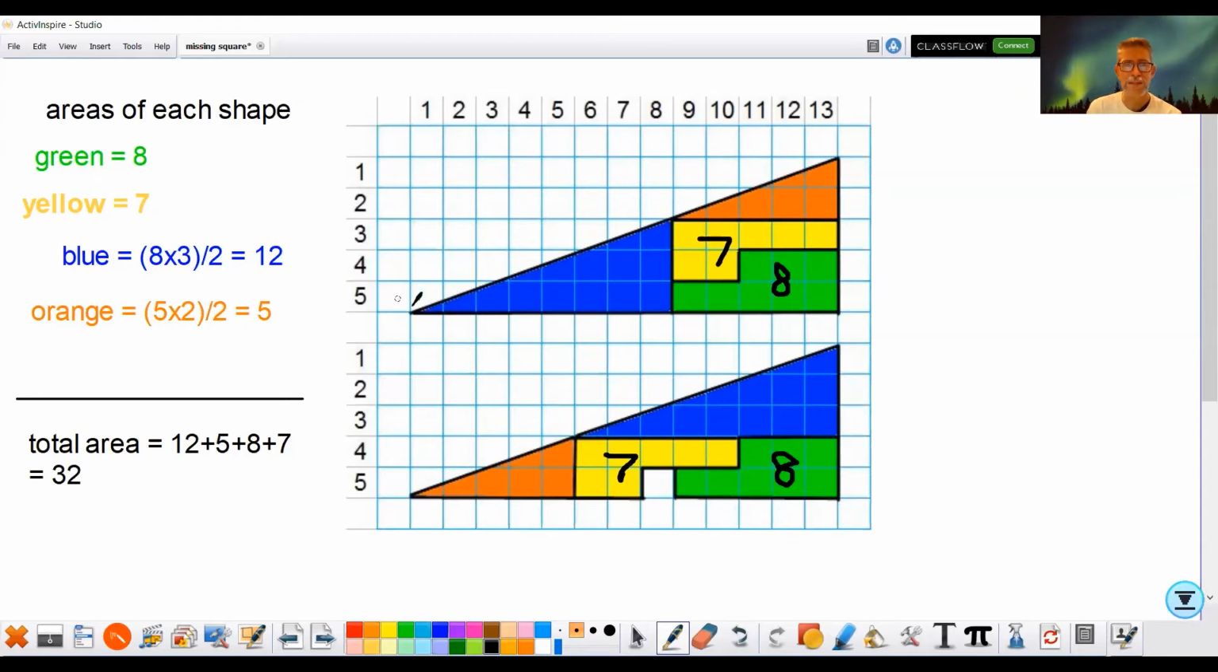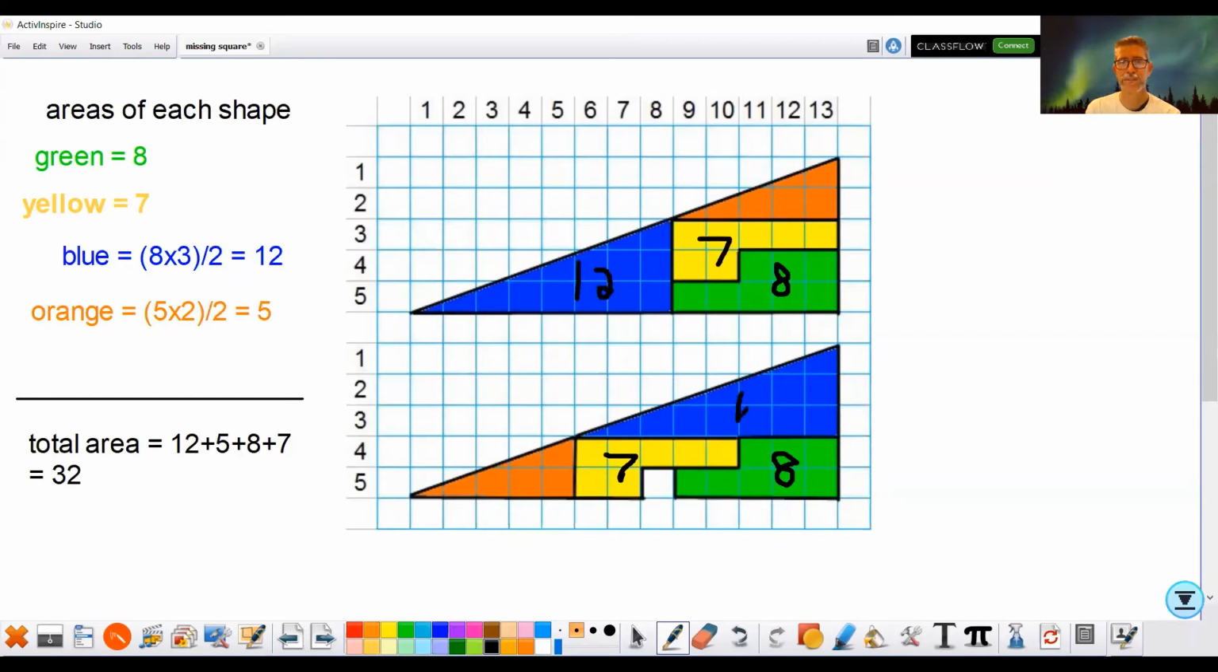Now I see all these little pieces, but I thought, well, wait a minute, it's just a triangle. How do I do the area of a triangle? I could do the base, which is 8, and the height, which is 3, and 8 times 3 is 24. Of course, that would be this big rectangle, but we all know a triangle is just a rectangle cut in half. So 8 times 3 is 24, cut in half is 12. So this blue one has an area of 12.